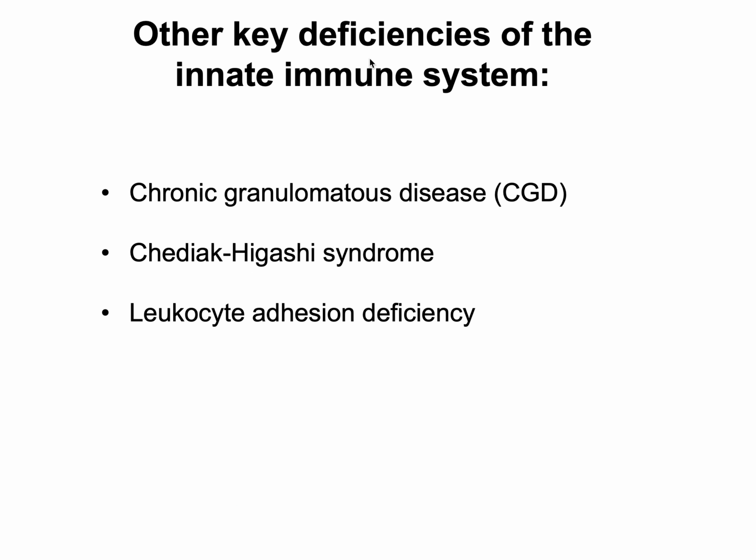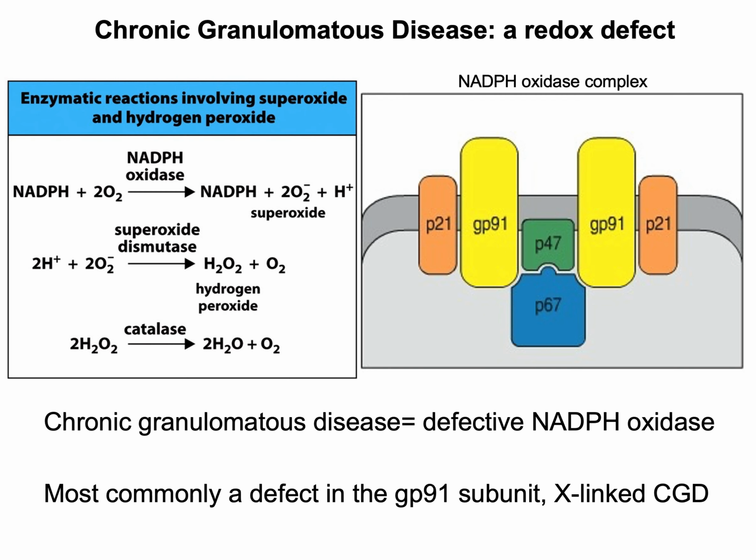There are some other key deficiencies of the innate immune system. We're going to talk about these three: chronic granulomatous disease, Chediak-Higashi syndrome, and leukocyte adhesion deficiency. Chronic granulomatous disease is a redox defect. It's a defect in the function of the NADPH oxidase complex. The most common form of this is a defect in the gp91 subunit of this complex because it is X-linked.